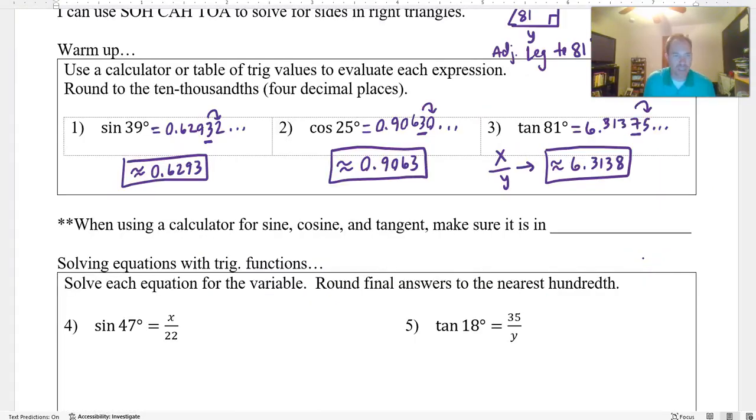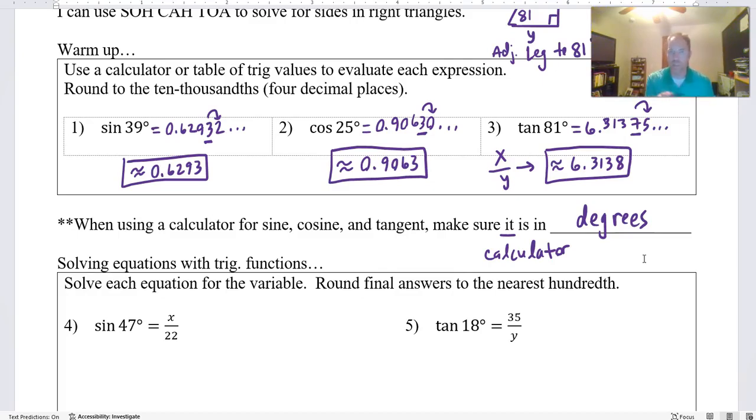So we've got a blank to fill in here. It says, when using a calculator for sine, cosine, and tangent, make sure it, meaning the calculator, is in degrees. There are other ways to measure angles, just like you can measure a distance in feet or inches or centimeters or meters or yards or miles or kilometers, whatever. Angles can be measured in other units besides degrees. We're not going to bother with the other ways to do it, but just make sure your calculator's in degrees.